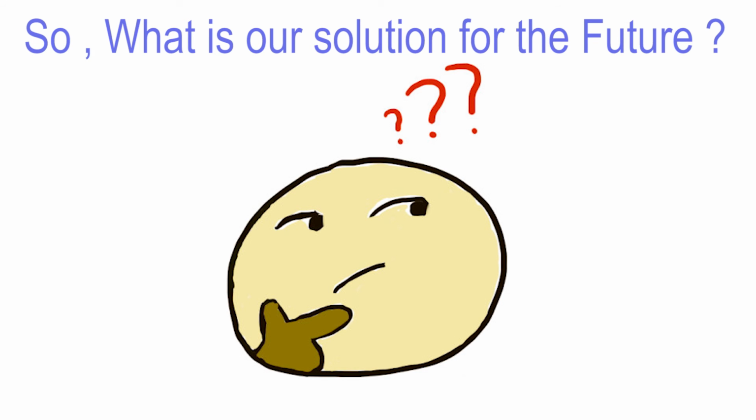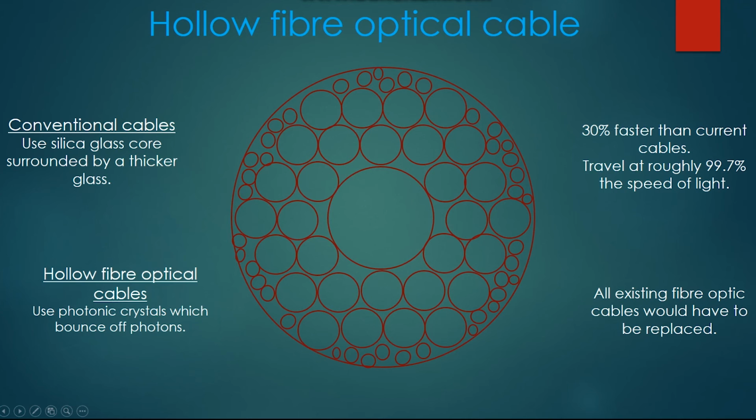So, what are our solutions for the future? Hollow optic fibers are 30% faster than current cables, meaning they travel at roughly 99.7% of the speed of light. On the other hand, a potential problem with this new technology is that all existing fiber optical cables would have to be replaced.